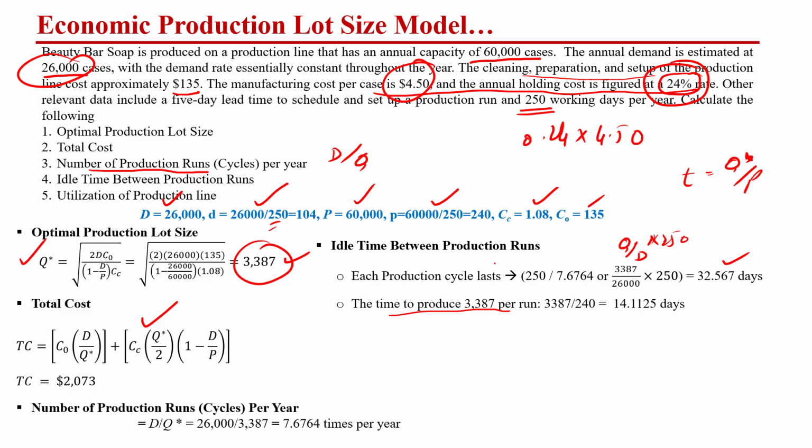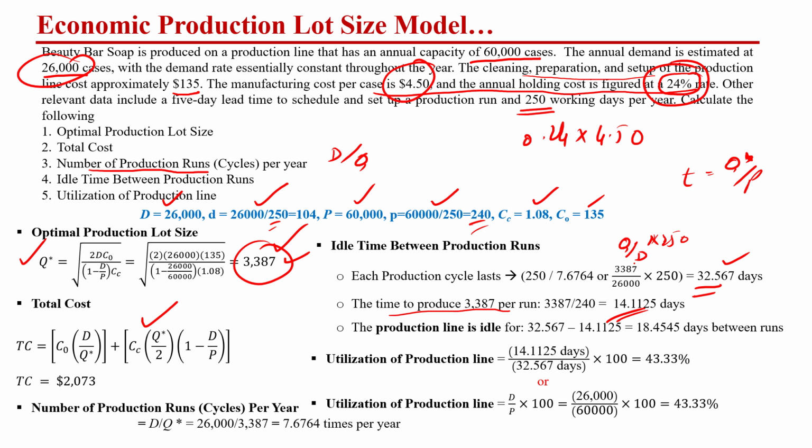Q star is based on the annual demand, and P is 240. So we are getting this one, and 32.5 minus this one gives us the idle time. Similarly, to calculate the last part, the utilization of the production line, that is going to be annual demand divided by the production rate, multiplied by 100. Or you can use the time, the idle time divided by the total order cycle time, to indicate the utilization of the production.